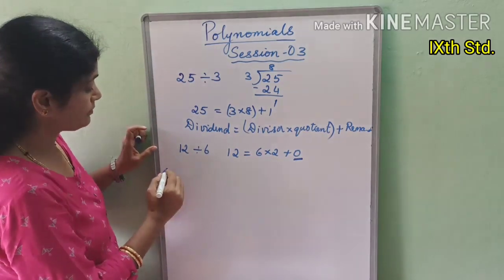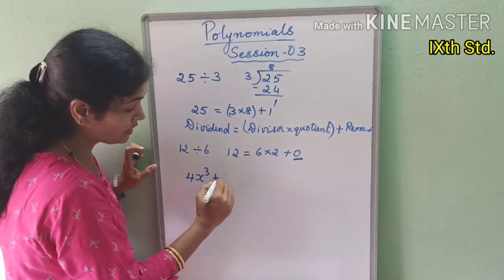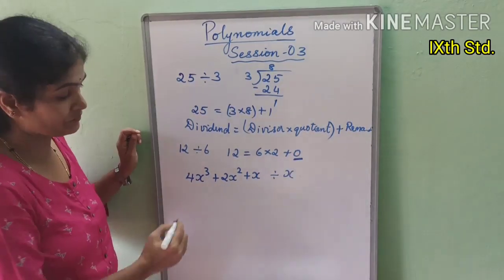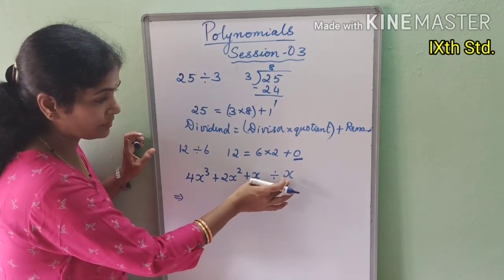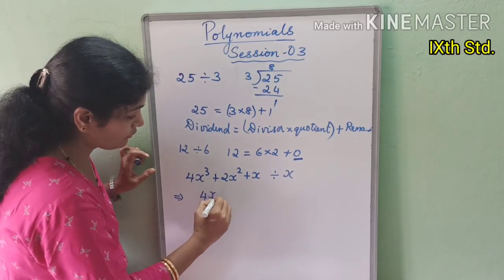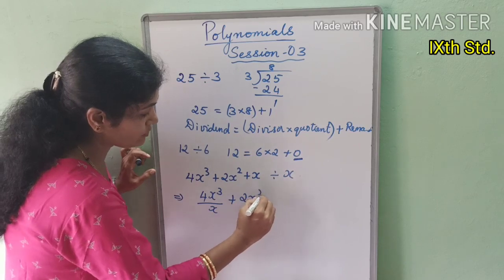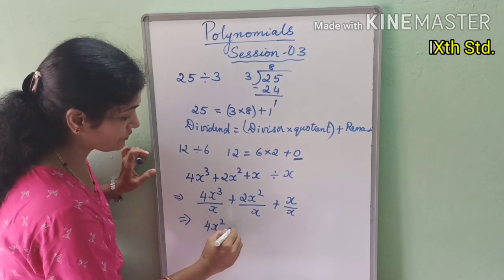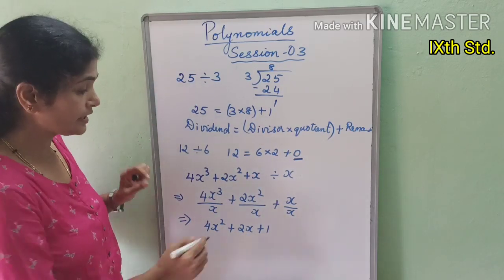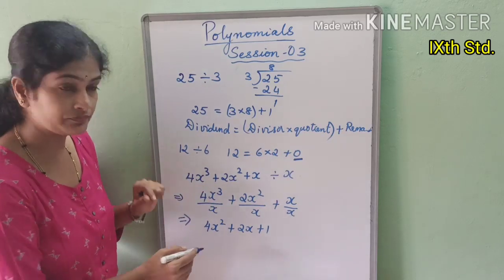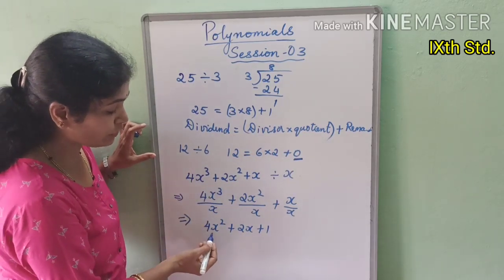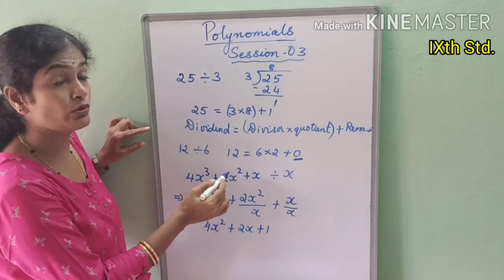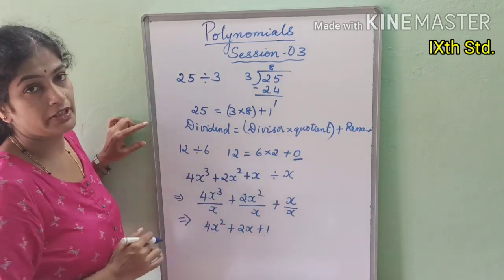Now suppose we consider a polynomial, for example 4x cube plus 2x square plus x, a polynomial in x. This will be divided by x. Each and every term of this polynomial has to be divided by x. So it becomes 4x cube divided by x plus 2x square divided by x plus x divided by x. This leads to 4x square plus 2x plus 1. Throughout, x is common. So this is the result when the entire polynomial 4x cube plus 2x square plus x is divided by x.